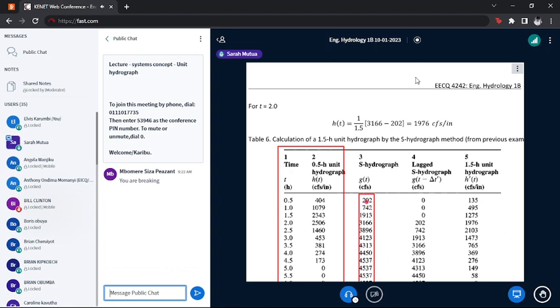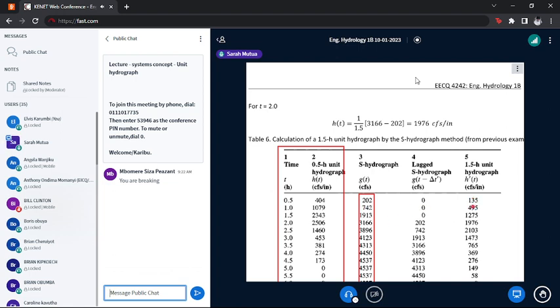And we are going to be subtracting, for example, 202 minus 0 divided by 1.5. Let me use my calculator. 202 divided by 1.5 should give you 134. Yes, so you're going to get 202 minus 0 divided by 1.5, that is 135.